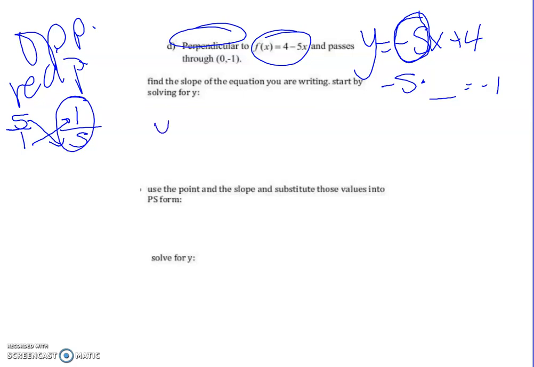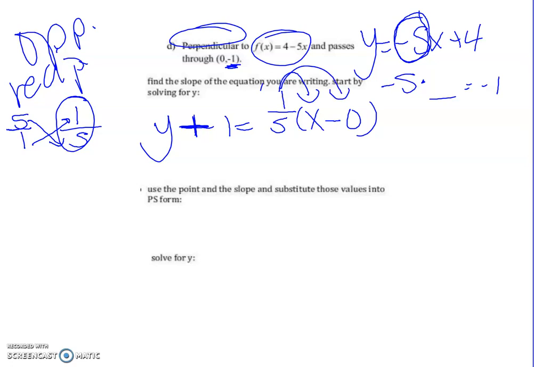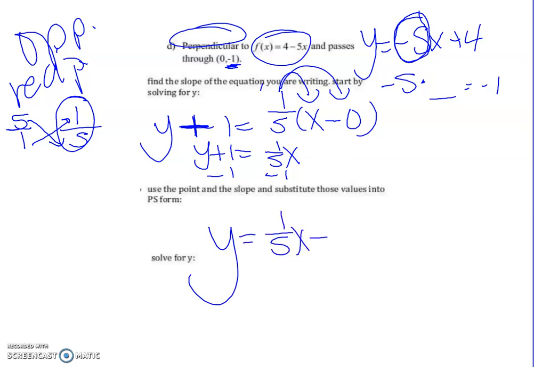We have a point. y minus y1 comes from here, which is the same thing as y plus 1. Ooh, sorry guys, equals 1/5 times x minus 0. Distribute, y plus 1 equals 1/5x. Subtract 1 from both sides. I put this in the wrong place. It's fine. The equation of the line is y equals 1/5x minus 1.